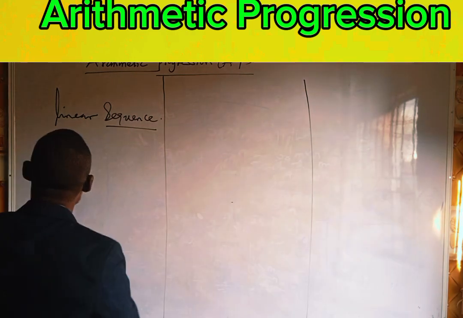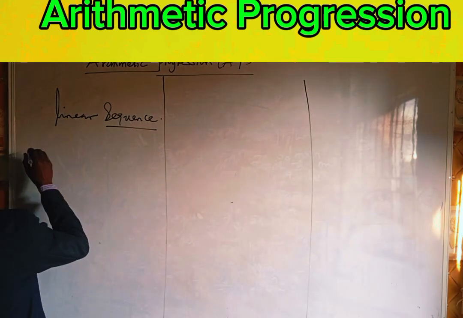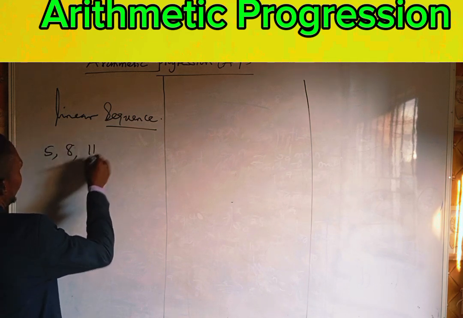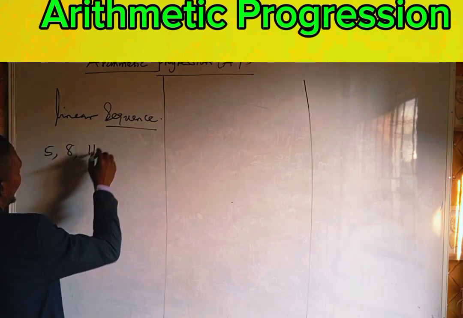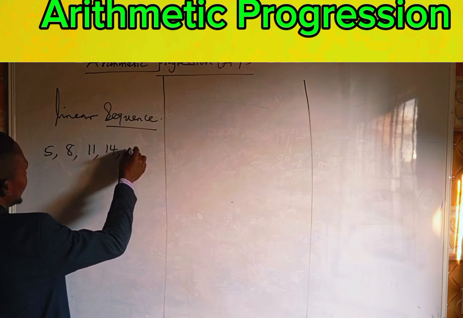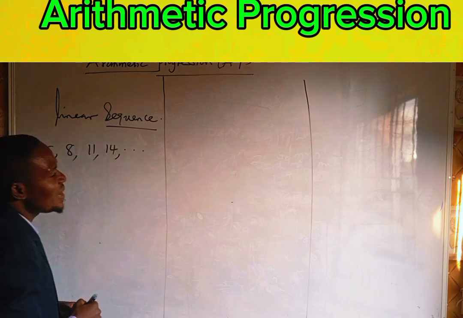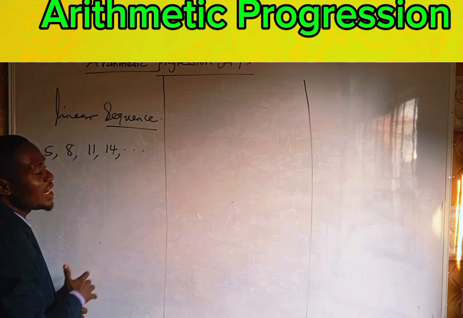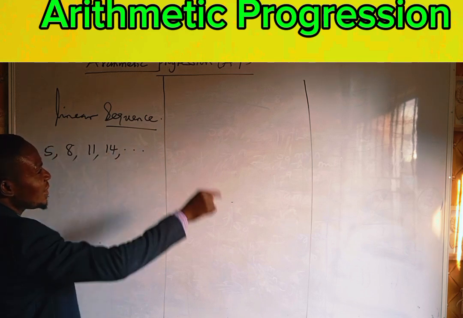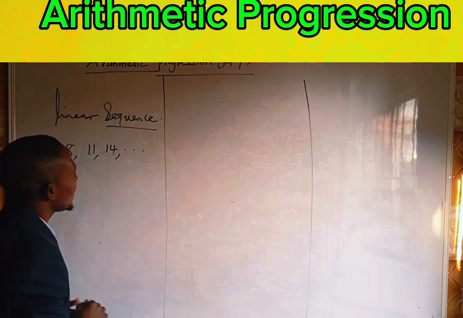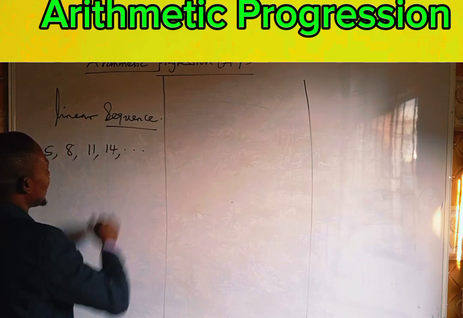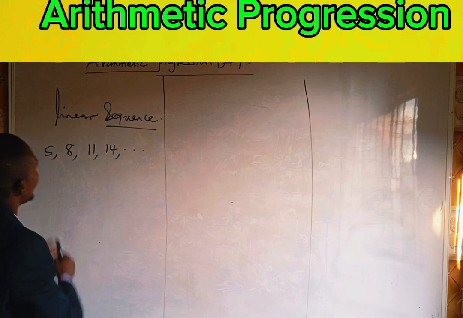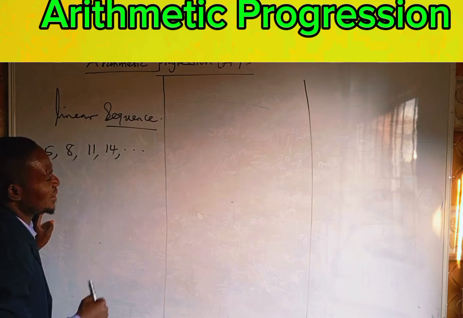Now, for example, we have 5, 8, 11, 14, dash, dash, dash. Please note something: this dash, dash must not be more than 3. If it is more than 3 or less than 3, it is another thing you are saying. It must be 3. Now, look at this. This is a linear sequence or arithmetic progression.